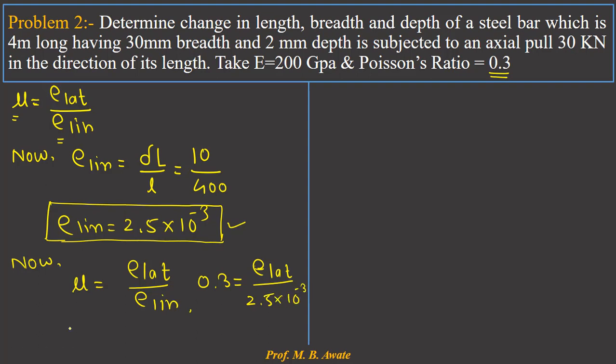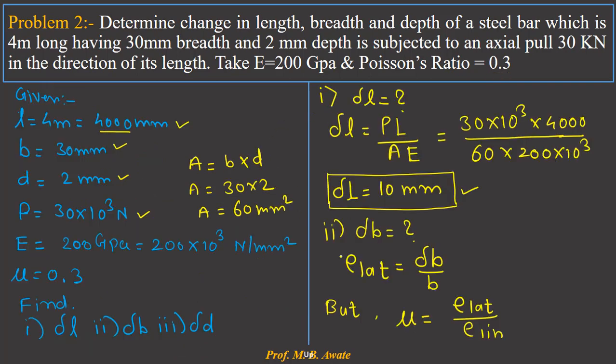Okay, and from this you will get the value for lateral strain, and the value for lateral strain you will get as 7.5 into 10 raised to minus 4. Okay, so this value we got for what? Lateral strain. Now after getting the value for lateral strain, simply I can calculate our second objective, that is delta B. I can calculate now.